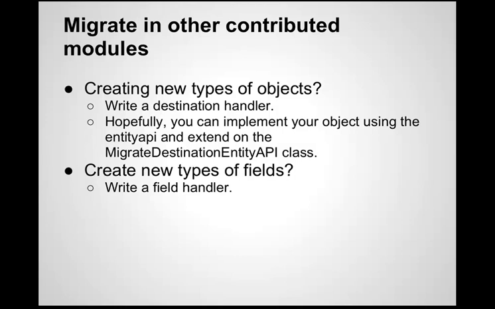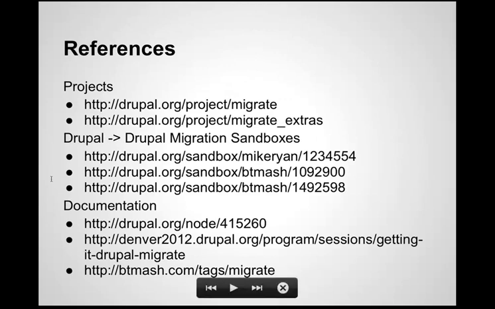And if you're creating new types of fields, just write a field handler for it so that Migrate knows about it and someone can use it, as opposed to going through the whole prepare route and trying to figure out the structure of how that field should be. And these are some references that I have that you can look at. Migrate is obviously the main source of code.